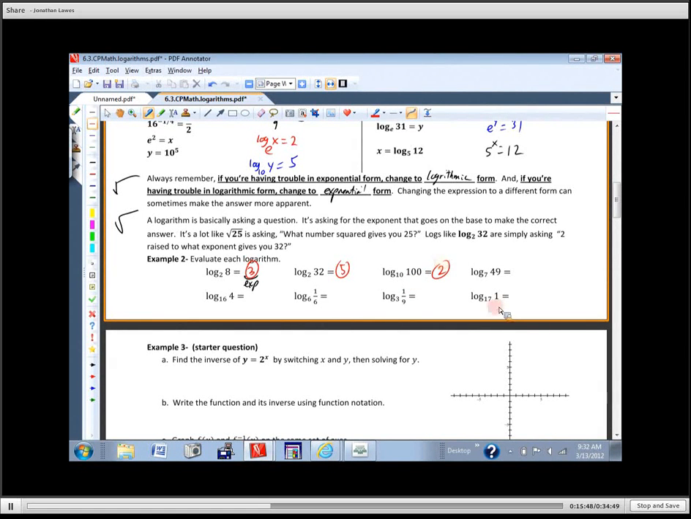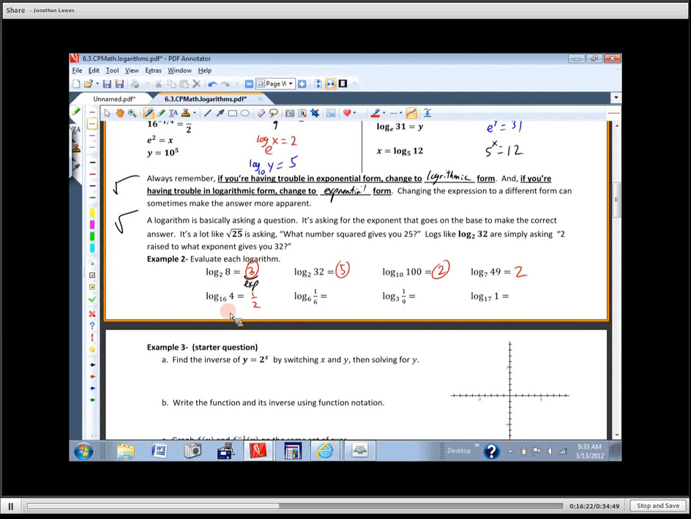What exponent do you put on 7 to make a 49? A 2. So log base 7 of 49 is 2. Log base 10 of 100 is 2. Log base 2 of 32 is 5. Let's take a look at some that are a little bit more difficult. Log base 16 of 4. That's the way we say it: log base whatever of the number. So log base 16 of 4 is 1/2. Why? Because 16 to the 1/2 is 4.